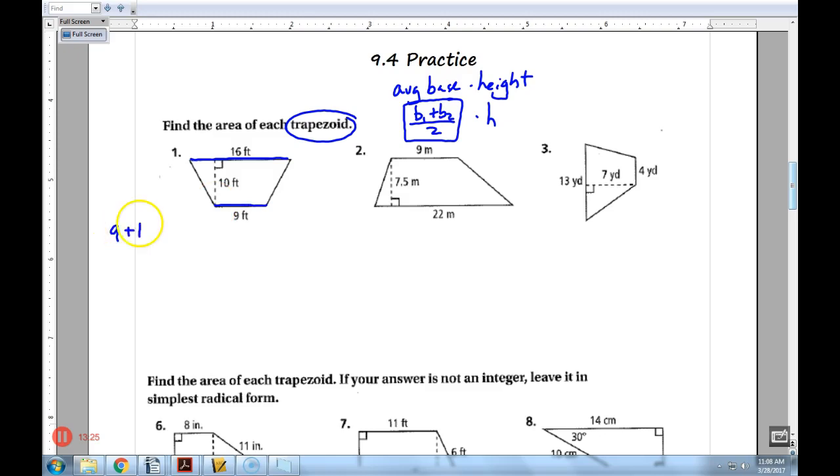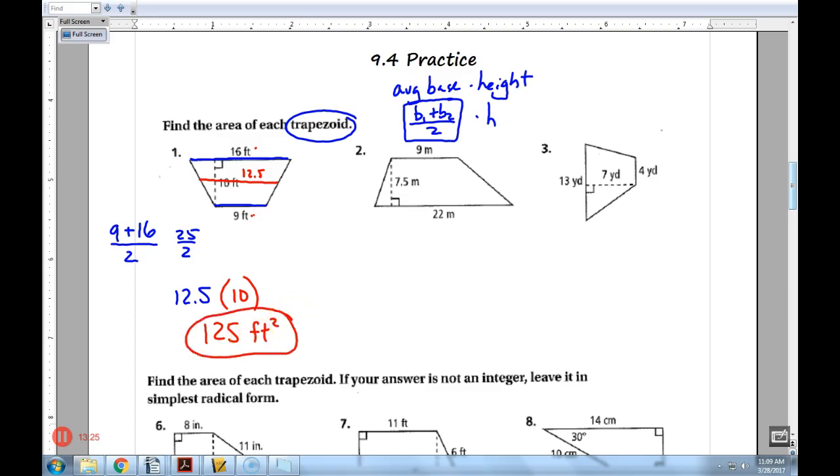I'm going to go 9 plus 16 and chop it in half. So that's 25 divided by 2. So 12.5 is this average base in here. All right, 12.5. And visually, it looks like it's about halfway between 9 and 16. It looks right. And then I'm going to multiply that average base by the height, and I get 125 feet squared. So that would be the area of the trapezoid there.